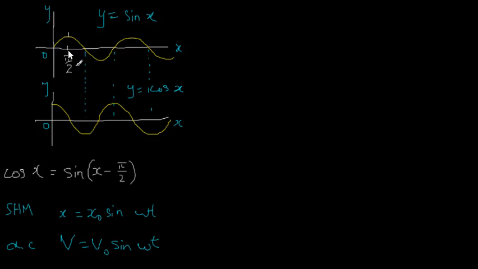Like if I were to time it a quarter of a cycle later, then instead I could have x equals x naught cosine omega t, or I could have V equals V naught cosine omega t. It could look like that if I start timing a quarter of a cycle later, or if I start timing at any arbitrary point in time. The graph could just start from any point along the curve.